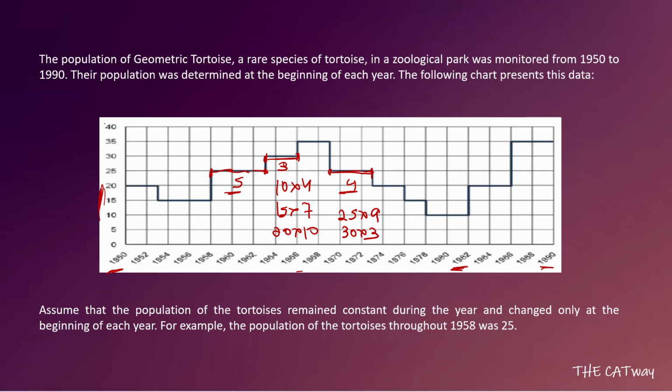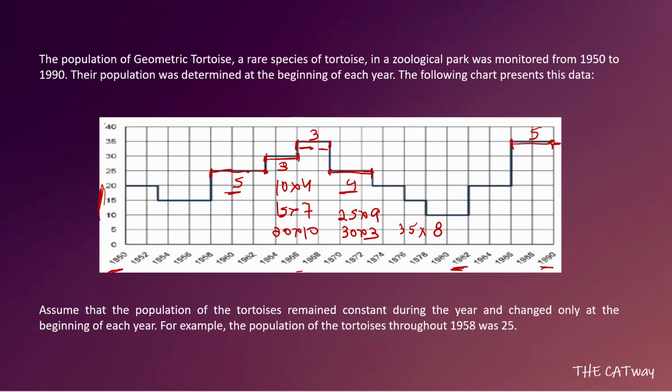Okay, then we have to check for 35. So 35 happened from here to here, that is 3 years, 2 here and 1 here, 3 times. And then it happened from here to here. Now this data is only up till the start of 1990, so we will include one more, because in 1990 also we know that the population remained 35. So it will be 5, sorry, not 5, 5 plus 3, 8. So 35 into 8 is what we have.